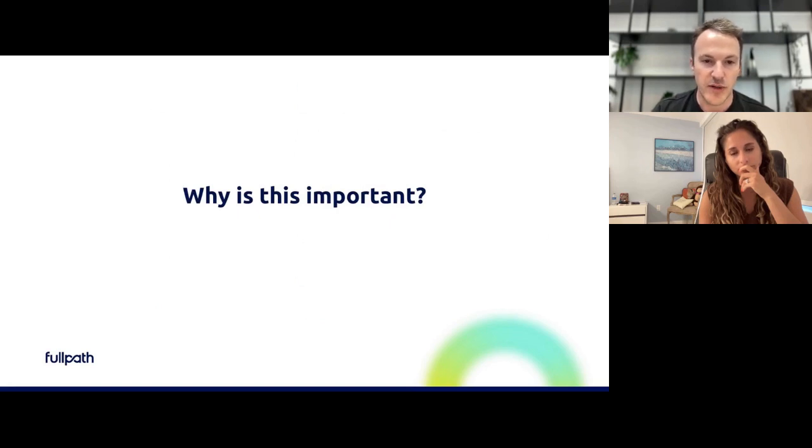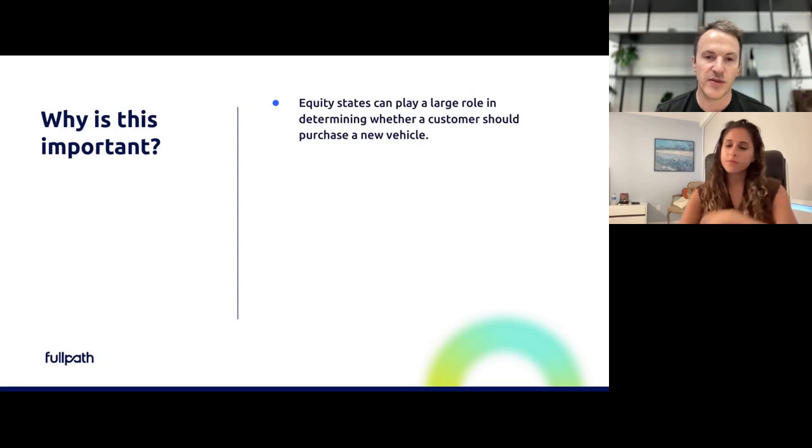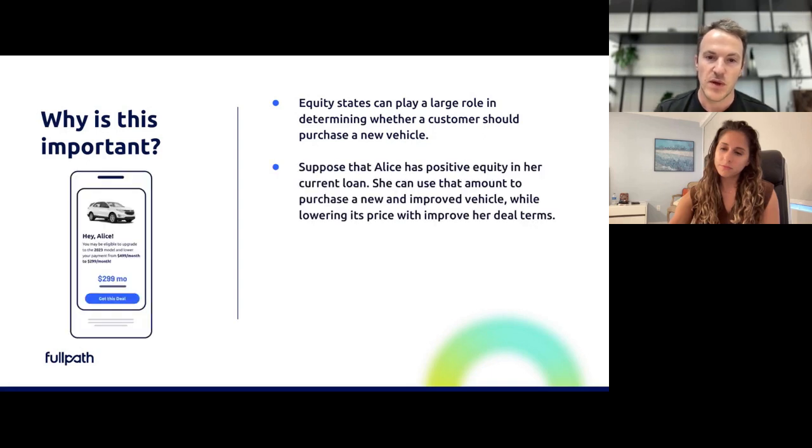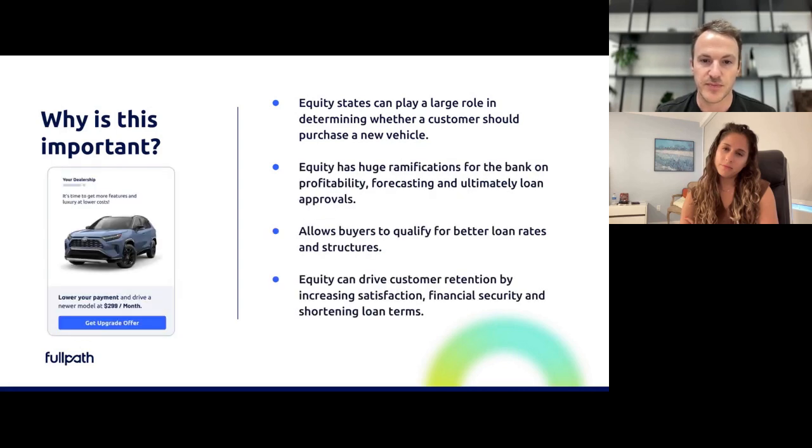Why is this important? Well, equity states can play a really large role in determining how a customer would purchase a new vehicle. Alice has positive equity on her current loan. She can use that amount to buy a new and improved vehicle while lowering its price and improving her deal terms.